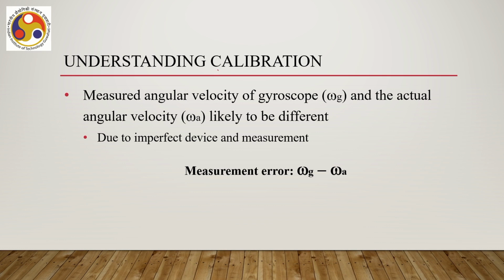Now, let us try to understand each of those steps assuming IMU sensors. Let us start with the first stage, that is calibration. So, what happens in calibration? The gyroscope gives us angular velocity. This angular velocity is captured in the form of some numbers, but this is not the exact angular velocity that ideally should be there in a perfect world.